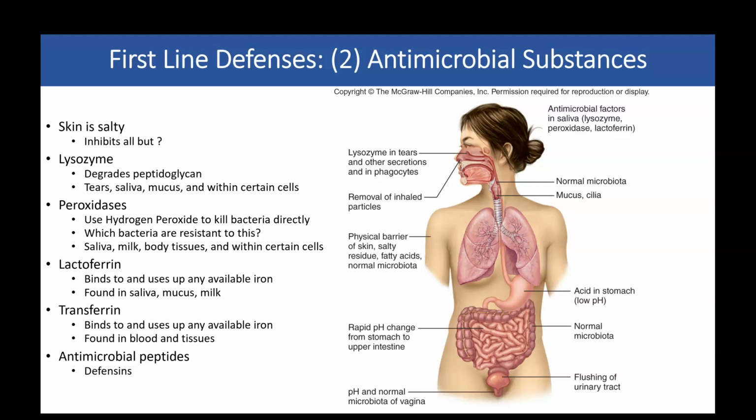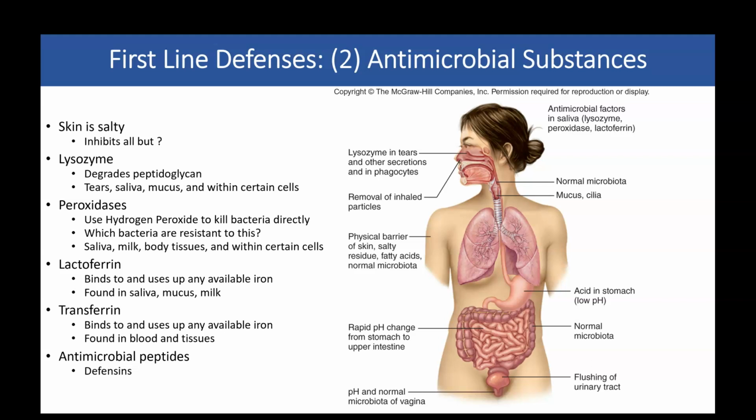We also secrete these enzymes called peroxidases. Peroxidases produce hydrogen peroxide, and this directly kills many types of bacteria except for bacteria that contain the enzyme catalase. Remember that catalase can neutralize hydrogen peroxide. So again, this is in many of our secretions, saliva, breast milk, body tissues, and certain cells have peroxidases as well.